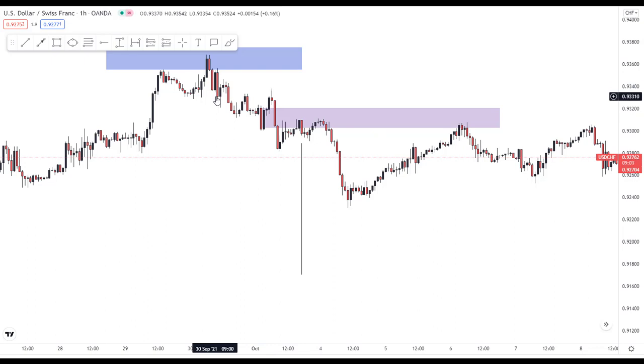Look at this. Price returns in here. It returns to this load level. It trades lower. It creates another load level right here. It trades back into it. It responds and takes out this previous low.